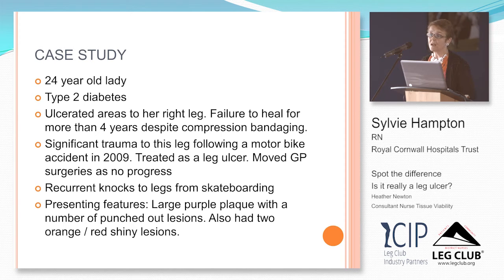So a case study, this is Heather's case study, 24-year-old with type 2 diabetes, ulcerated areas to her right leg, failure to heal for more than 4 years despite compression bandaging, significant trauma to this leg following a motorbike accident in 2009. And from what I've read about this lady, she's a little bit naughty, I think. Treated as a leg ulcer, moved GP surgeries as no progress, and recurrent knocks to legs from skateboarding, so she's not exactly looking after herself. And presenting features a large purple plaque with a number of punched out lesions, and also had 2 orange, red shiny lesions.